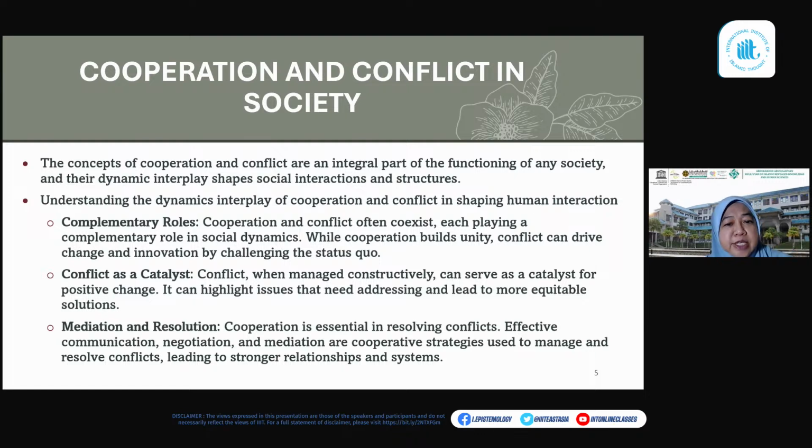While cooperation builds unity, conflict can drive change and innovation by challenging the status quo. So both come at the same time. Conflict can also be a catalyst for positive change.